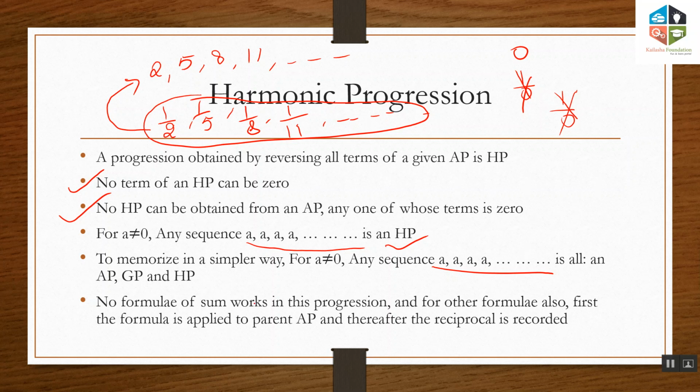No formula of sum works in this progression. And for other formulas also, first the formula is applied to the parent AP, meaning you need to reverse this, go back to the AP, find the term and thereafter take the reciprocal.